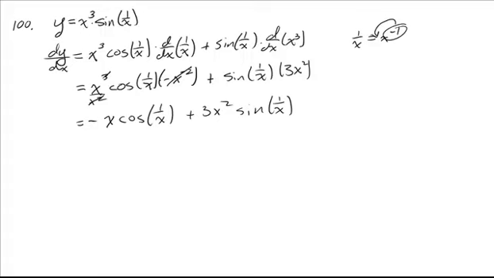And then sometimes you don't like to have that negative out front, so we could always write these in the opposite order. So you could always do 3x squared sine of 1 over x minus x cosine of 1 over x. In both cases, we have the correct derivative. It's just now we don't have that negative out front. It's put over here, and we don't write the positive.